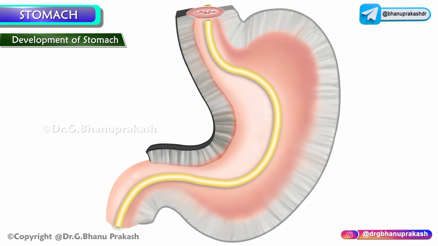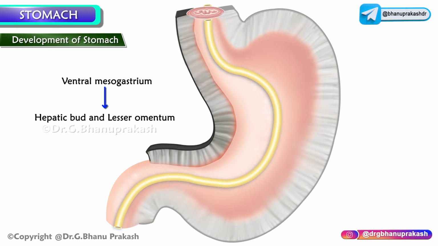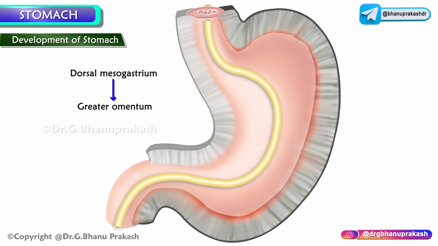Now, the ventral mesogastrium forms the hepatic bud, which mainly develops into the liver, the coronary as well as falciform ligaments, and the lesser omentum. And the dorsal mesogastrium mainly forms the greater omentum. These are the important high-yield points you need to know about the embryology or development of the stomach.